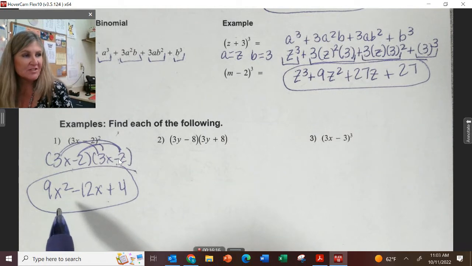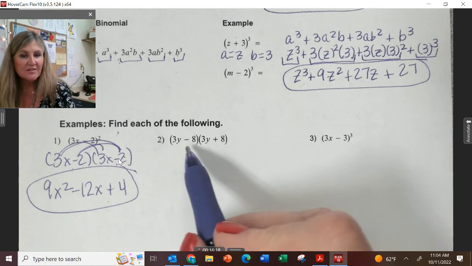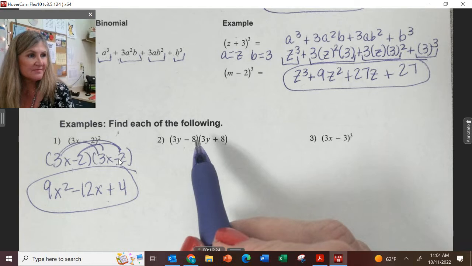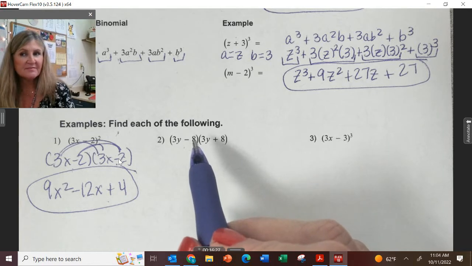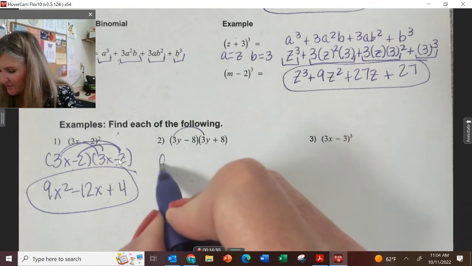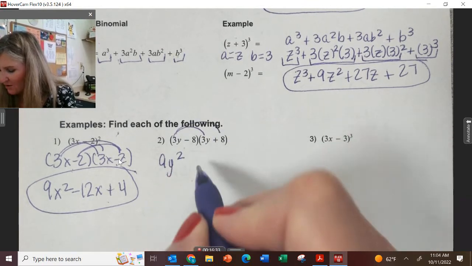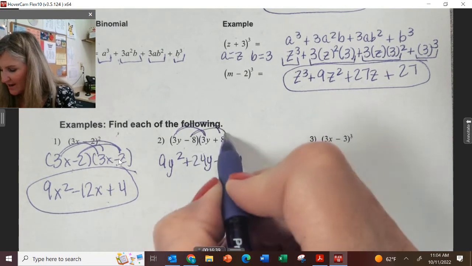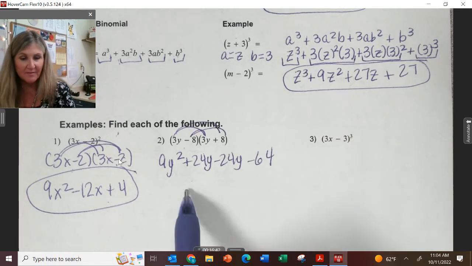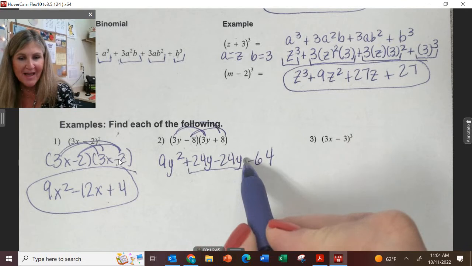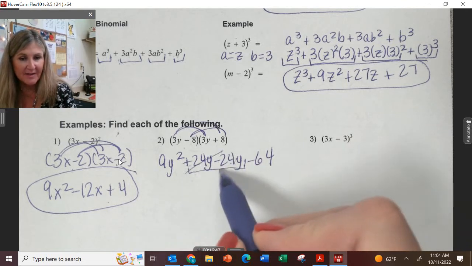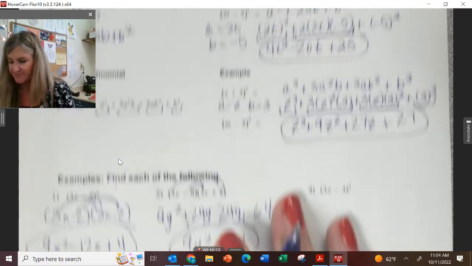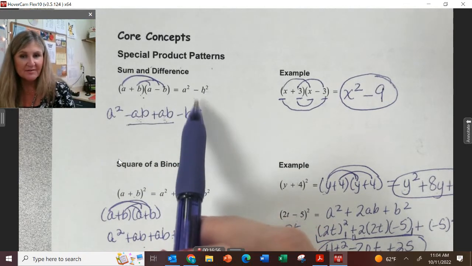Okay? Questions? Do you notice a pattern with this? Do you know what's going to happen with the outers and inners? What's going to happen? They should cancel out. We do our first times our first is 9y squared. Our outers give us plus 24y. Our inners give us negative 24y. Our last times our last gives us 64. So these two match exactly. One's positive, one's negative. They cancel out. So I just get 9y squared minus 64. Right back up here. It worked out perfectly.